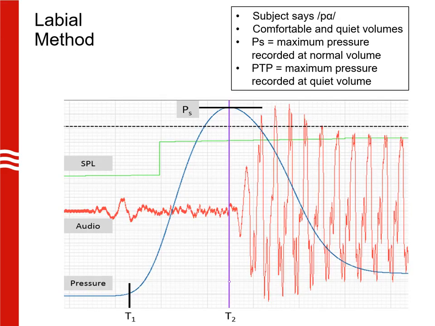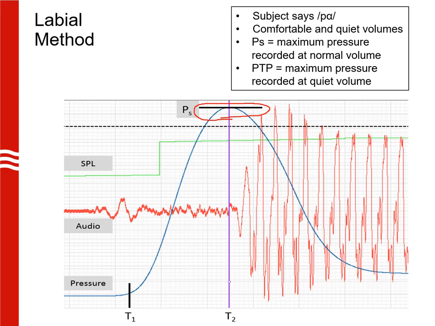The image shown here is an example of aerodynamic data collected with the labial method. The pressure trace is shown in blue and audio is in red. When the subject says "pa," the pressure increases as measured through the intraoral tube right before the subject's lips separate. The maximum pressure occurs right before the audio begins. That's up here. And then when the subject is phonating at a comfortable volume, this maximum pressure represents the subglottal pressure. When the subject is phonating quietly, the maximum pressure represents the phonation threshold pressure.